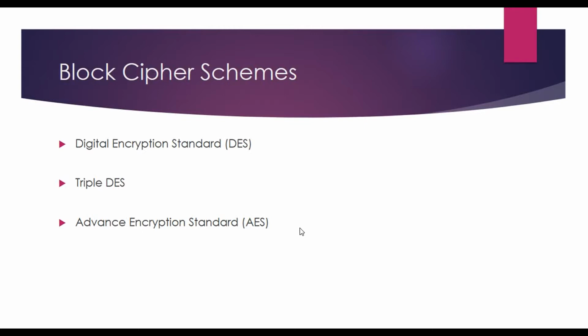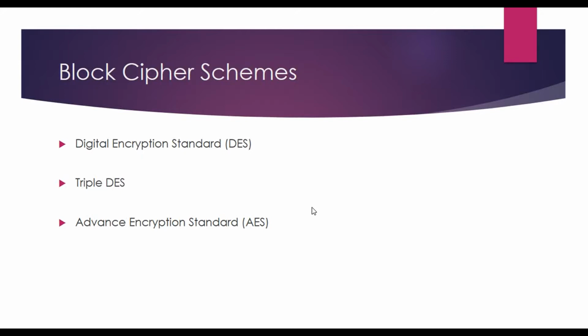The first one is the Data Encryption Standard, DES. This was a very popular block cipher in the early 90s, but now it is considered a broken block cipher, mainly because of its very small key size. After that came Triple DES. It is a variant of the DES scheme, and it is still used, but it is inefficient compared to the newer, faster block ciphers available.